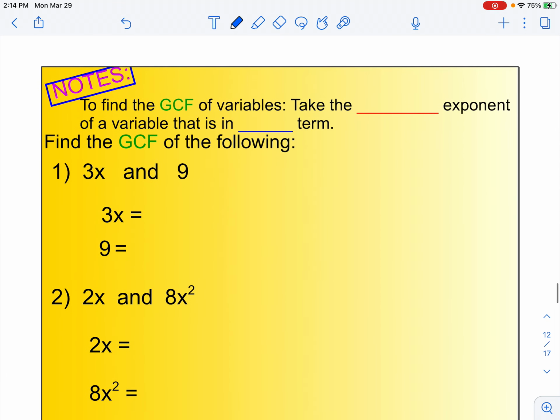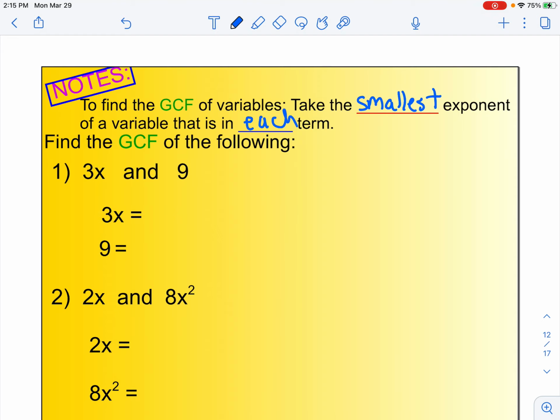So let's move on to talking about how do we do this if we have letters and not just numbers that we've done so far. Well, we kind of have already addressed how to do it with the numbers, but then what happens with these letters? Well, to find the greatest common factor of variables, what we do is we take the smallest exponent of a variable that is in each term. So if you look at number 1, you have 3x and 9.